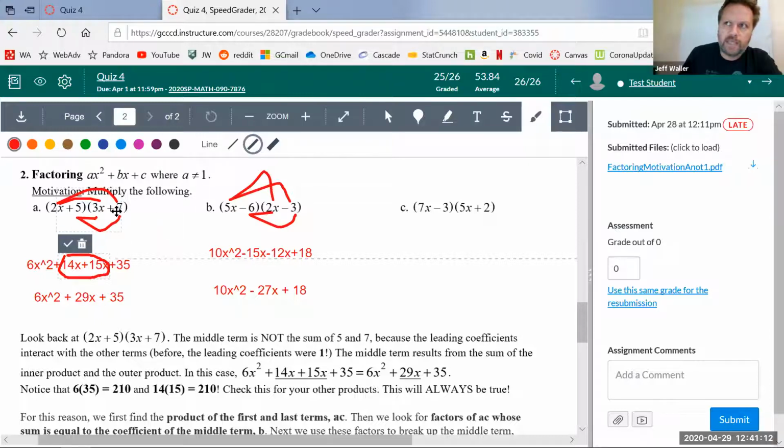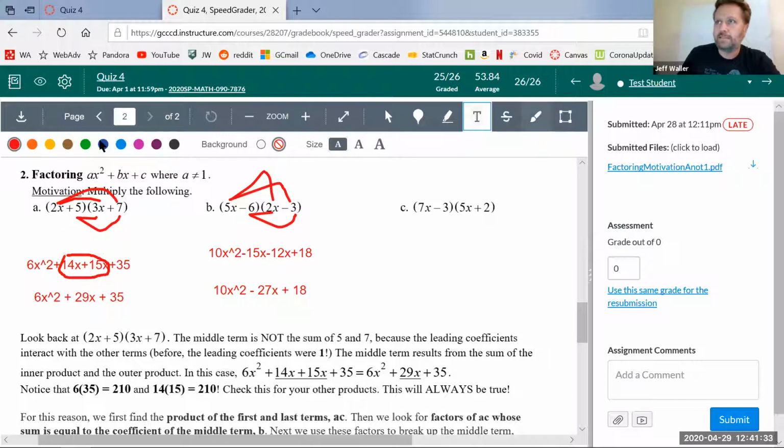So I wanted to set up some problems here where the first number won't come out to be 1, so we can see if there's a pattern to it, and then we can make a process. We can factor these if we can see the pattern that happens. 14 times 15 is 210. And let me do this in a different color. What is 6 times 35?